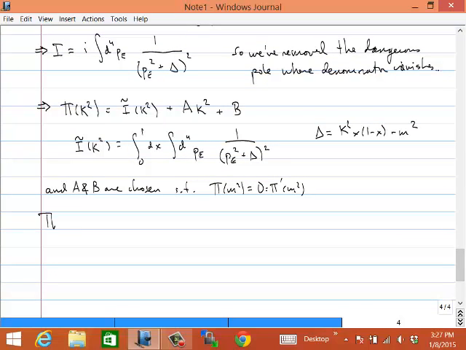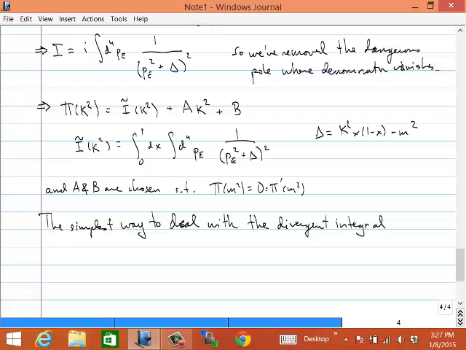So the simplest way to deal with the divergent integral is to do the following. And this is probably the most physical way of thinking about it.